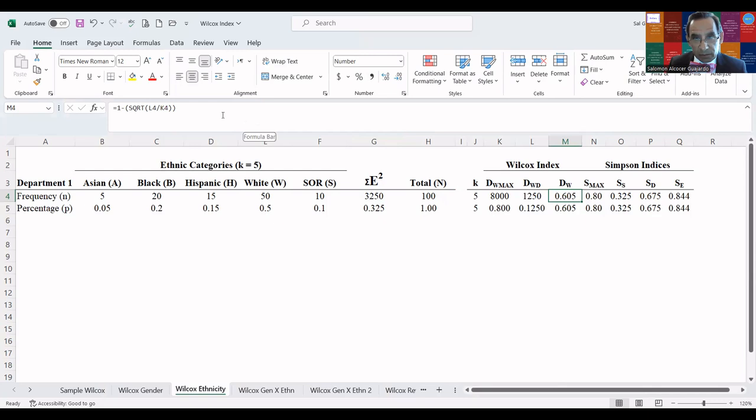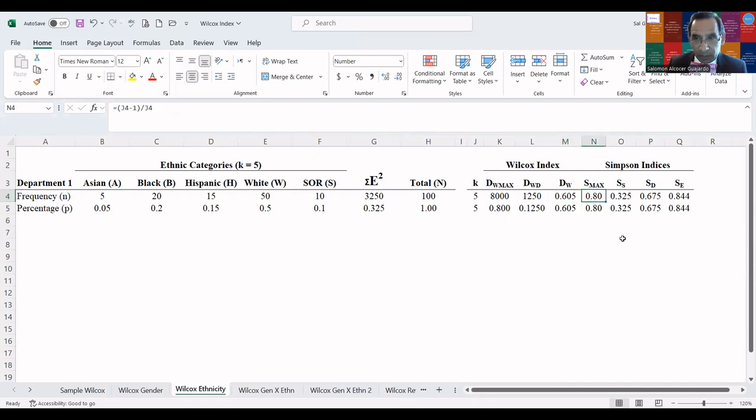Now to get the Wilcox evenness score, the standardized score, I'm going to calculate the square root of the Wilcox similarity score, which is 1250, divided by the maximum score, K4, which is 8,000. I'm going to take the square root and subtract that from 1. So that gives me a diversity score of 0.605. And again, that's interpreted as the organization obtained 61% of the maximum possible value of diversity.